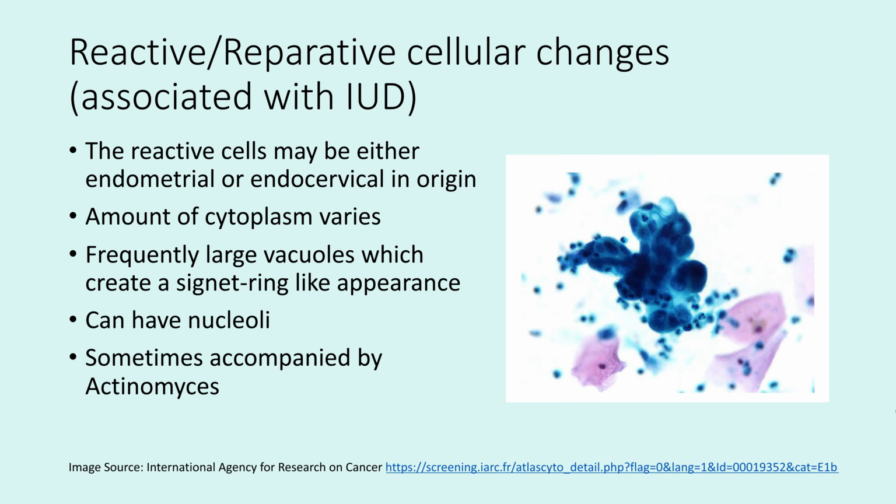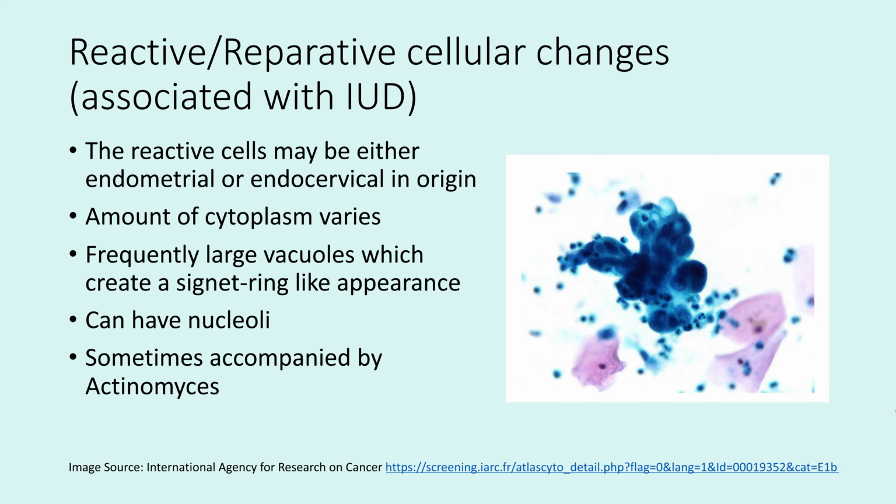The next kind of reactive or reparative cellular change is that associated with an intrauterine device. The reactive cells may be either endometrial or endocervical in origin, but the amount of cytoplasm can vary. There are frequently large vacuoles, which create a signet ring-like appearance, so they can be pretty alarming. They can have nucleoli. Sometimes they're accompanied by actinomyces.